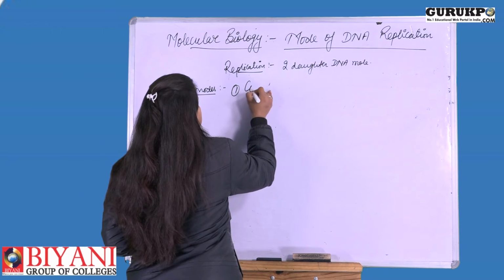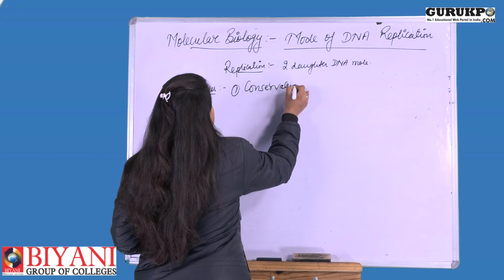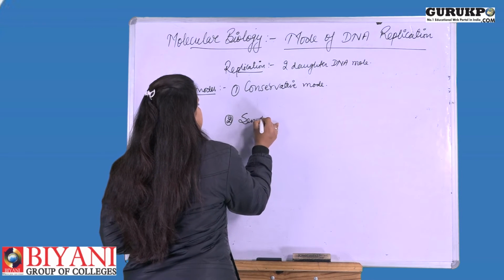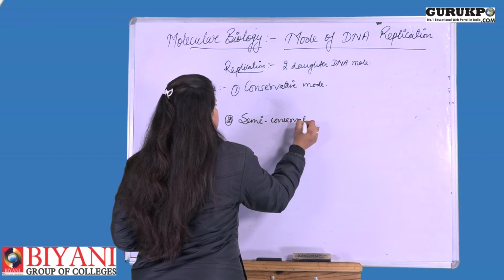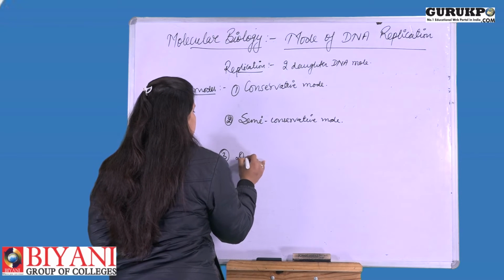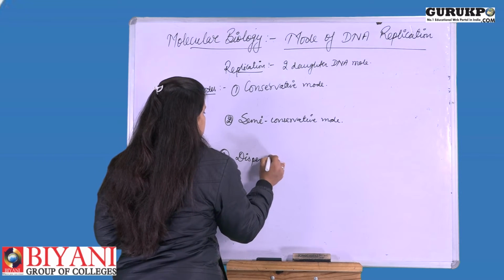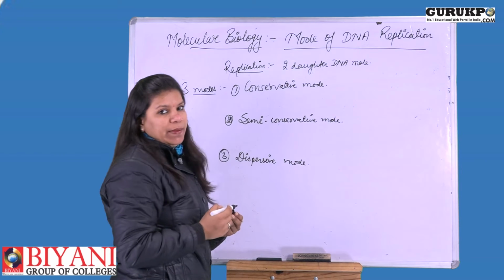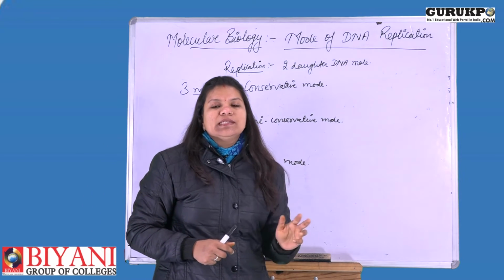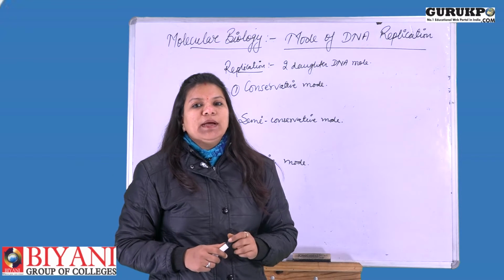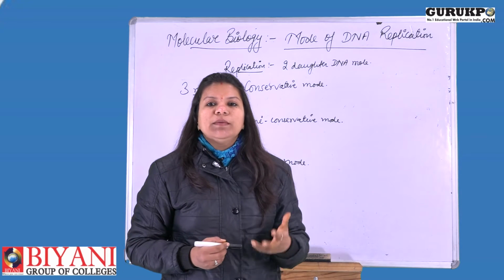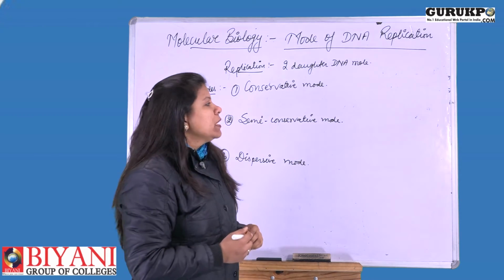The first one is the conservative mode. The second one is known as the semi-conservative mode, and the last one is the dispersive mode of DNA replication. Okay, so the first two modes, that is the semi-conservative and the conservative, were postulated by Watson and Crick, and the last one, that is the dispersive method, was given by the scientist Delbruck. Okay, so let's begin.